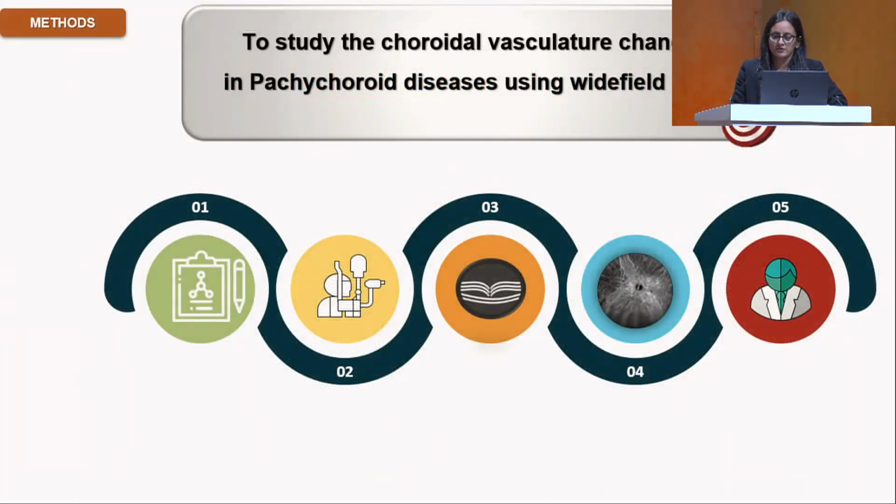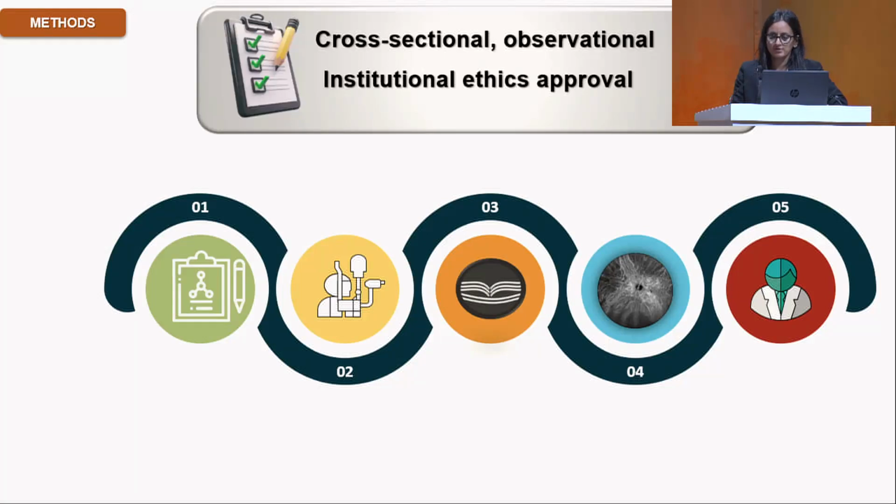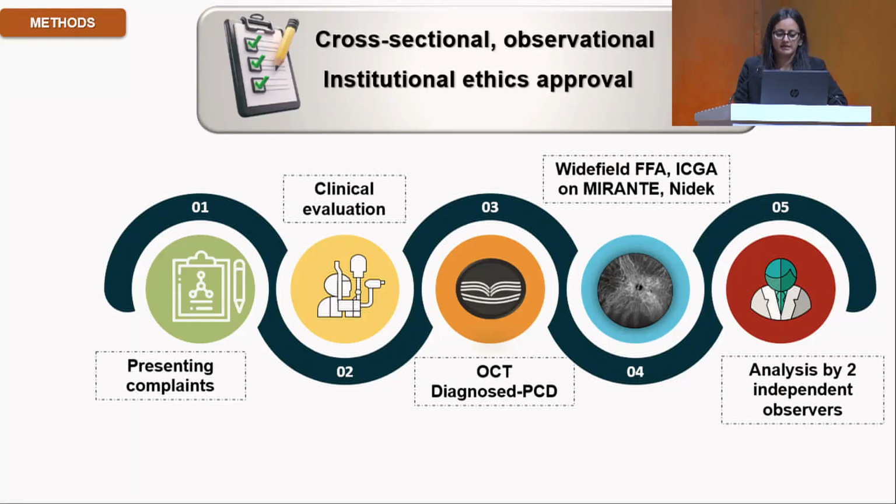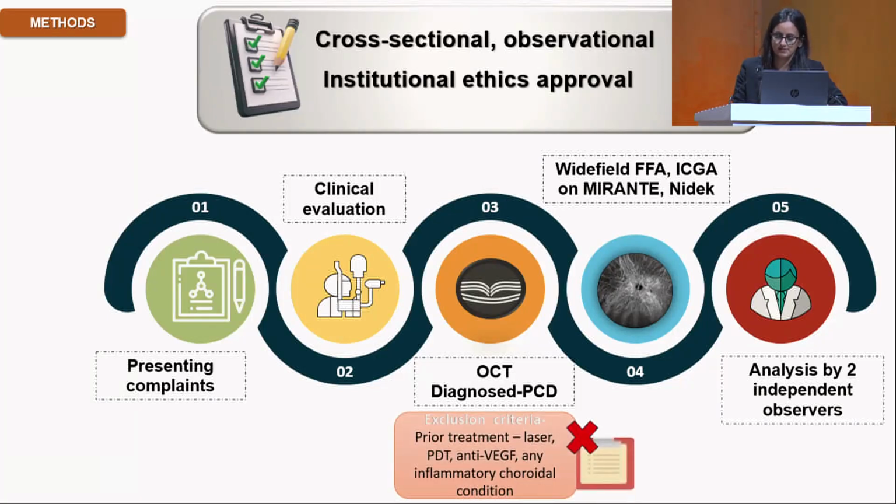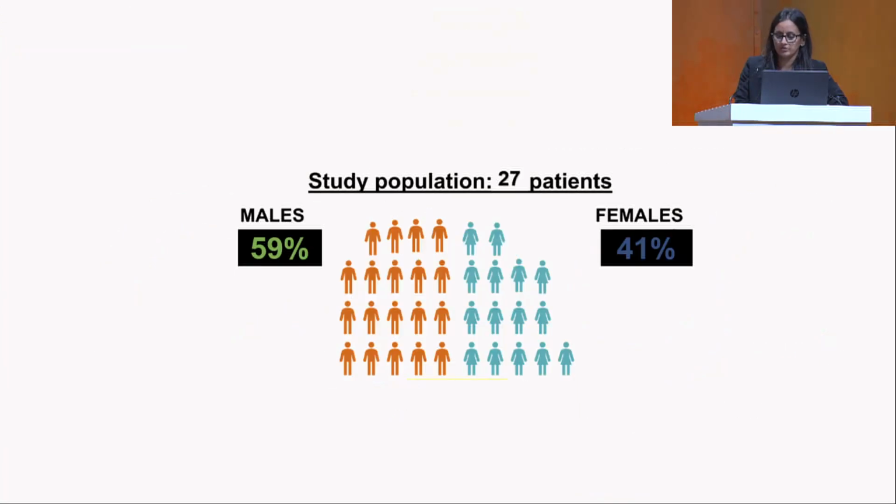So this was a study of choroidal vasculature changes in pachychoroid diseases using Widefield ICGA. It was a cross-sectional observational study with institutional ethical committee approval. Clinical examination was done and OCT was used for the diagnosis, where the subfoveal choroidal thickness was taken to be 350 microns, and other than that, all other features of pachychoroid disease as discussed earlier. Any patient with prior treatment or inflammatory choroidal conditions was excluded. Widefield FFA and ICGA was done on Mirante, and analysis was done by 2 independent observers.